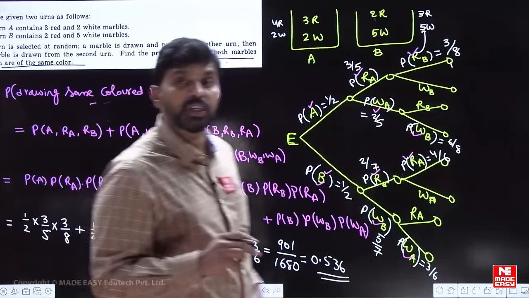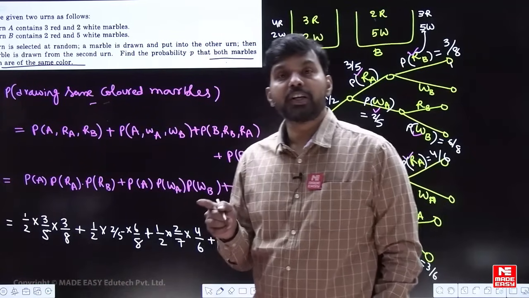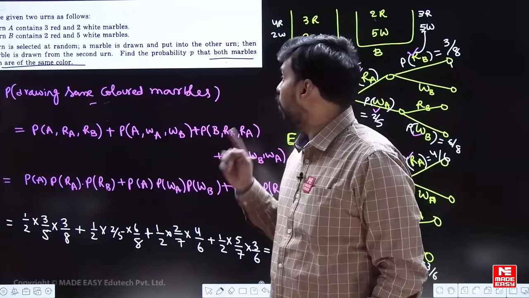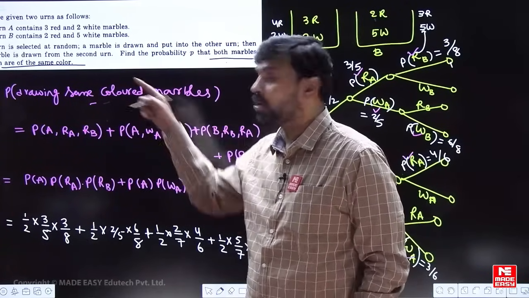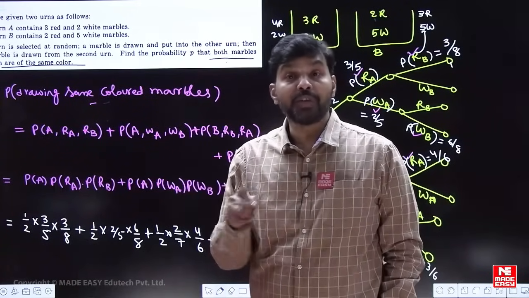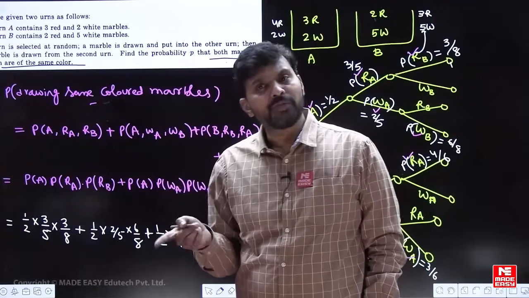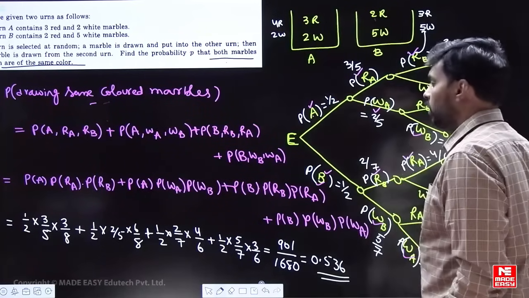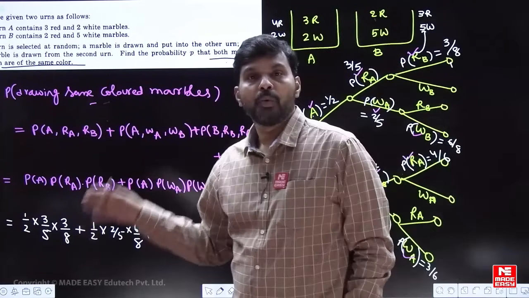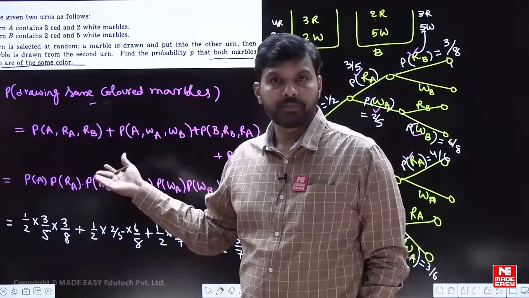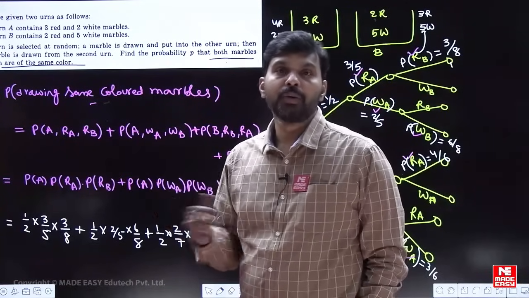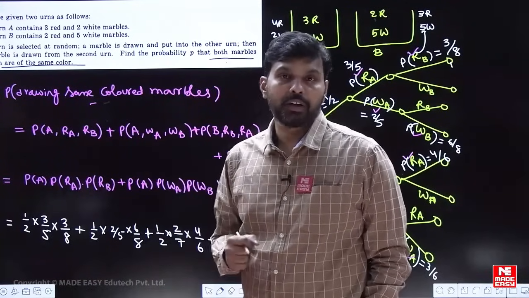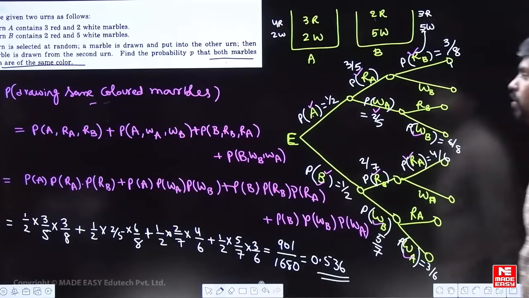Suppose the same question is asked: what is the probability that both marbles are of different color? For different color, you take the other possibilities, or otherwise you can do 1 minus the probability of same color. Both being the same color will give you not having the same color. So that way you can get the answer for this question.